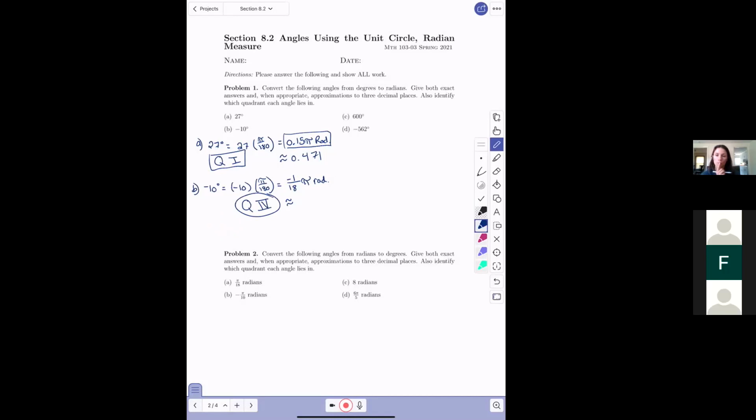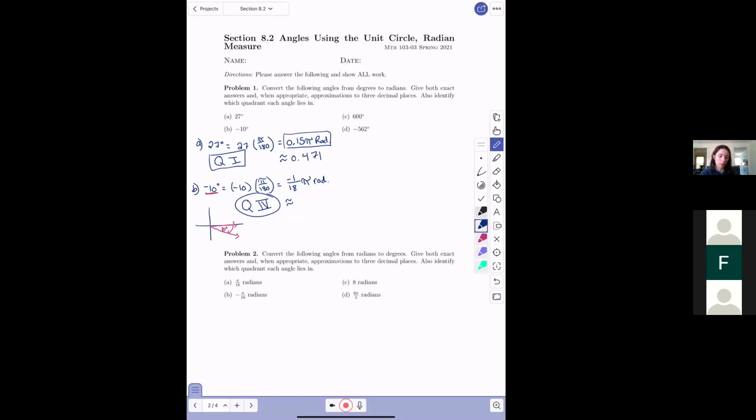Wait, so why is it in quadrant 4 again? Sorry. So it's in quadrant 4 because if I were to put it on an axis, I have my initial side on my positive x-axis, and it's negative 10 degrees. So it's going clockwise 10 degrees, which puts us in quadrant 4. So positive or negative just tells us which way we're rotating, and then you choose the number for the degree measurement.